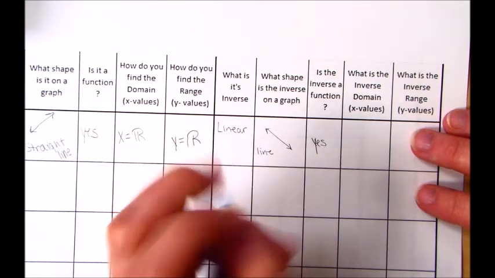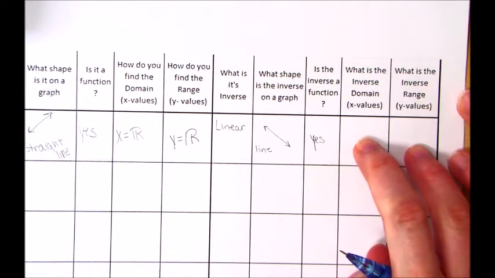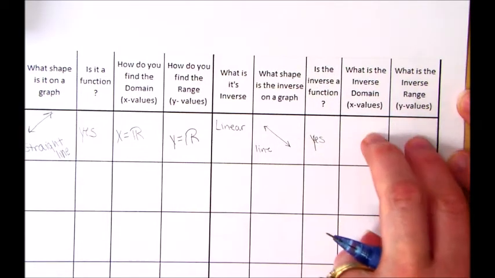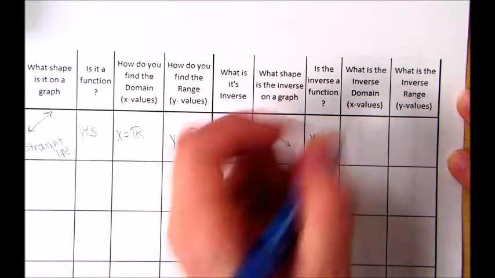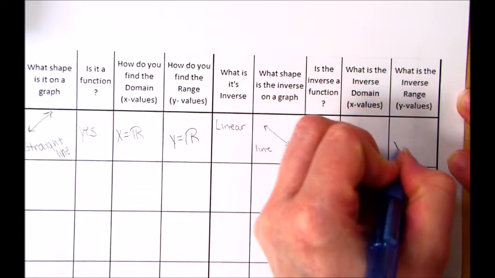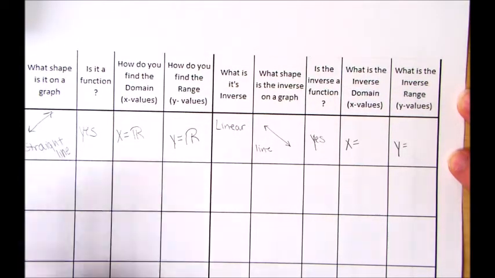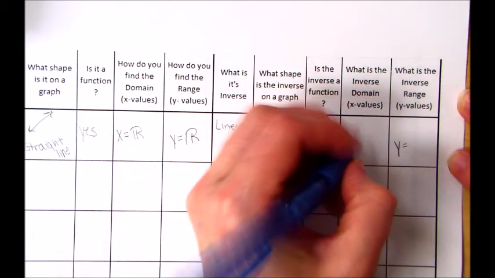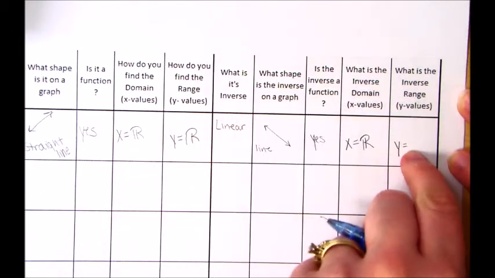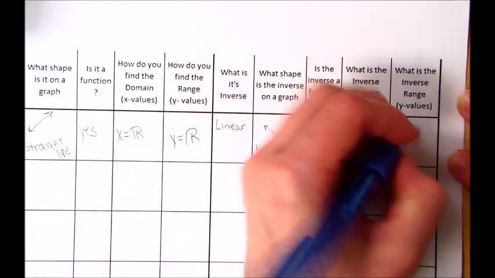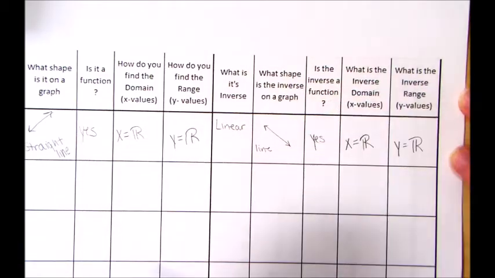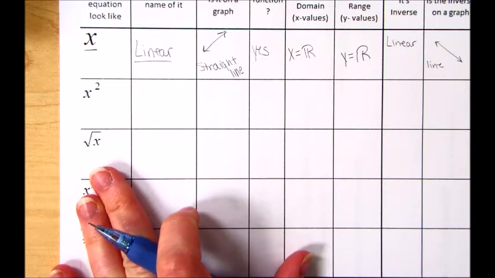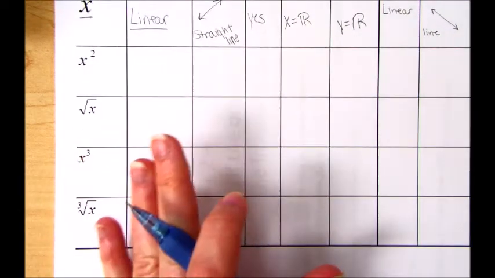What is the inverse? Here's what's kind of cool about inverses. They just steal these properties. So domain is still x and range is still y. And the domain gets this range, so all real numbers, and the range gets this domain, all real numbers. So that's linear.